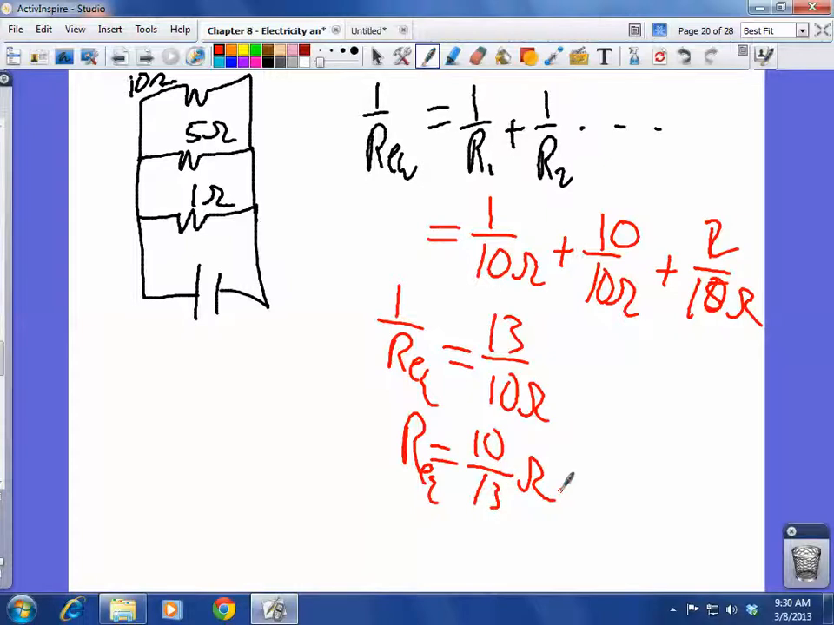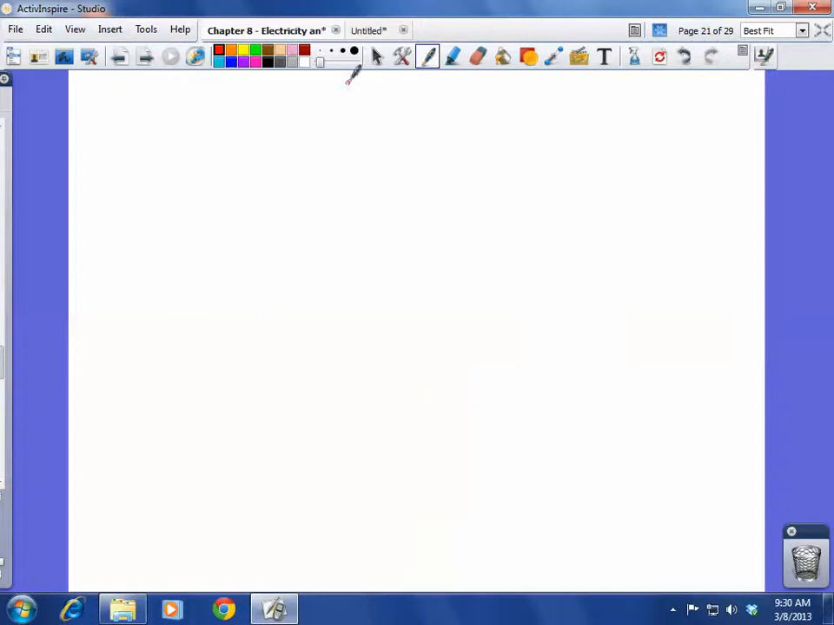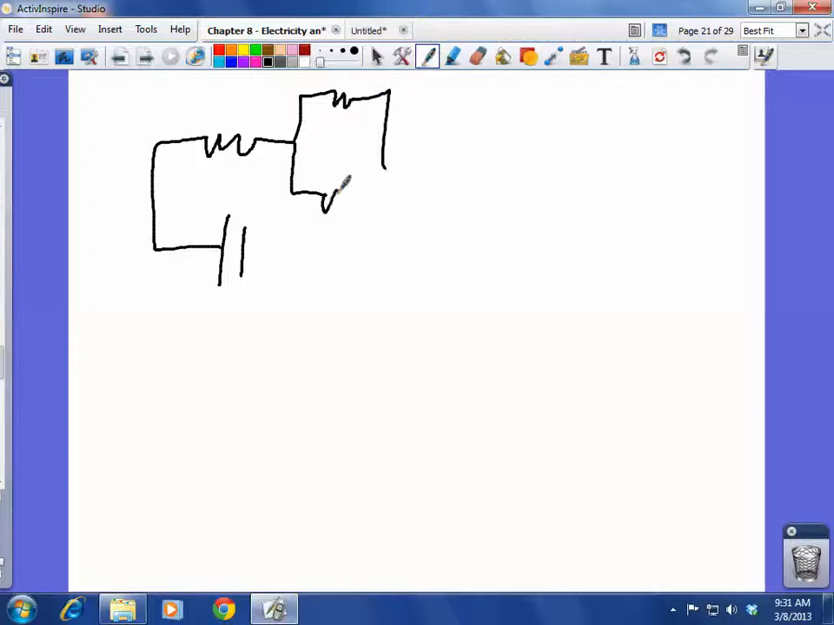Now, for the most part, though, normal circuits aren't going to be this simple. They're not just going to have series. They're not just going to have parallel. They're going to be some combination of the two. So let's take a look at this. Let's say this is a 2 ohm, this is a 3 ohm, and this is a 9 ohm.